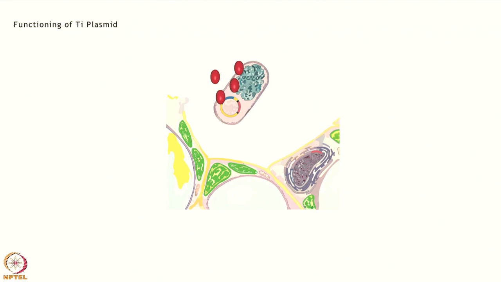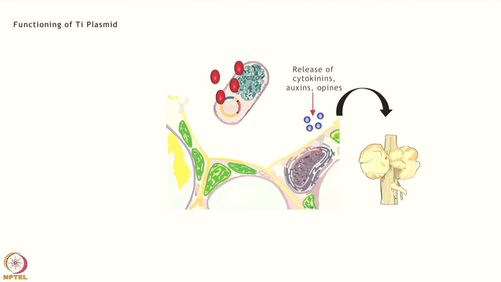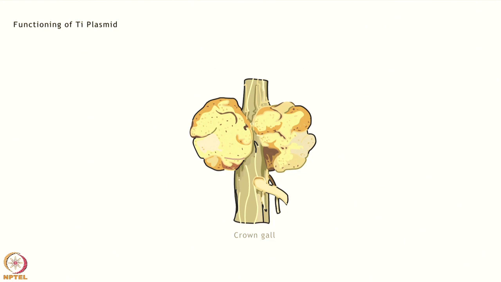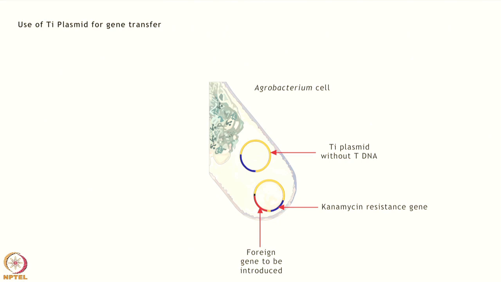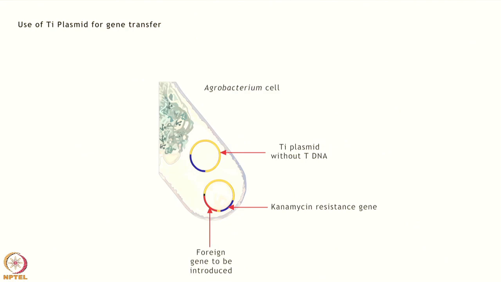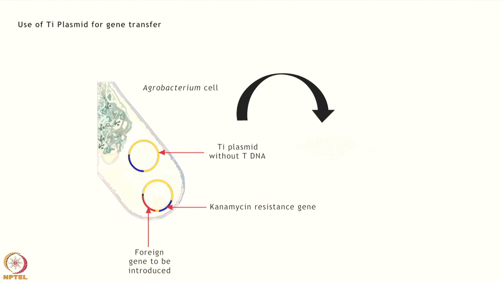Once the tDNA gets integrated with the plant chromosome, there is release of cytokinins, auxins, etc., which brings about tumor formation in the plant. The useful property of infection by Agrobacterium has allowed several foreign genes of interest to be introduced into plant cells as per the requirement. One plasmid of the cell is a TI plasmid without the tDNA. The other plasmid contains the gene of interest along with antibiotic resistance genes placed in between two repeat units that are essential for gene transfer.